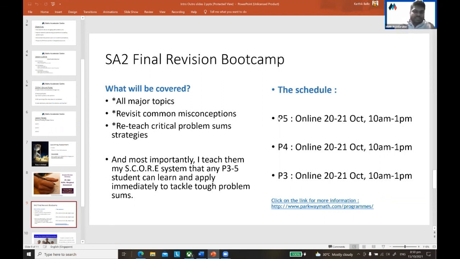What will be covered is all the major topics that you've learned from term 1 all the way till term 4. We'll revisit all the common misconceptions and we will teach you all the strategies that we have done so far to improve your grades within a short period of time.